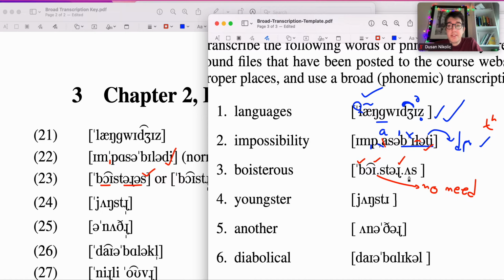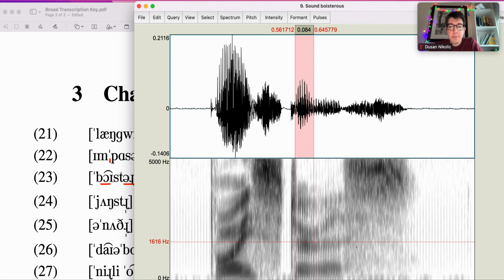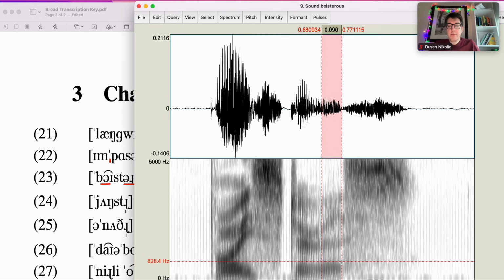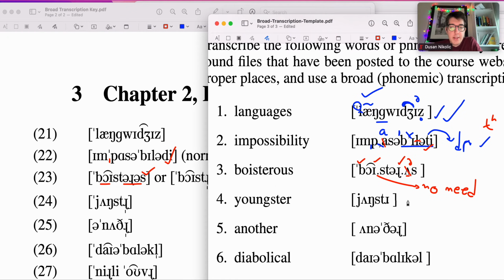And for boisterous, the wedge would not be the best option here. Schwa would work better. So I would not accept this wedge for boisterous, although it does make sense in a way. I'd be trying to listen to it very carefully. It's more centralized than it's back.